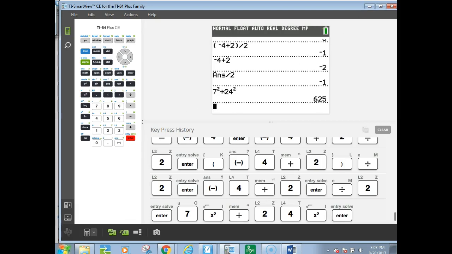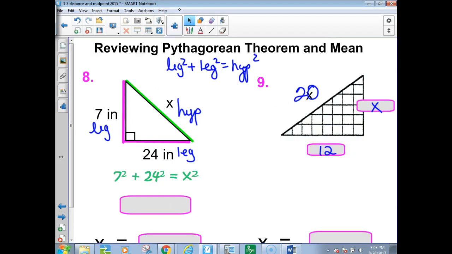Does anybody need help finding the squared button, the button that does squaring? Right there. Right here. Okay, I got 625. So right now where we are is 625 equals x squared.